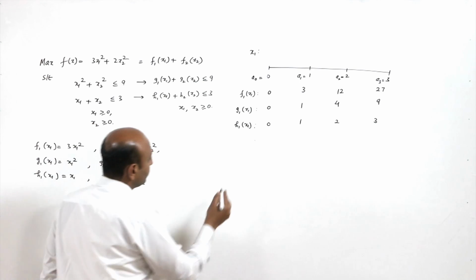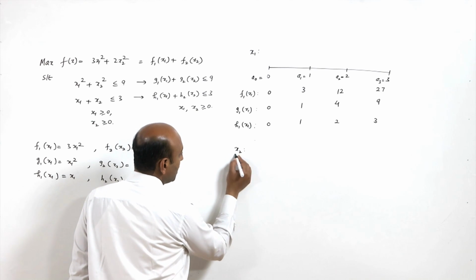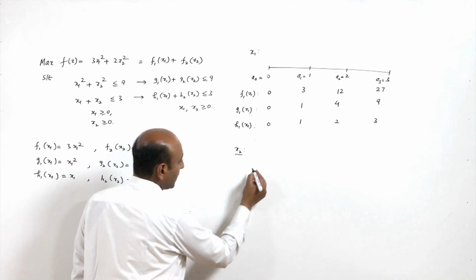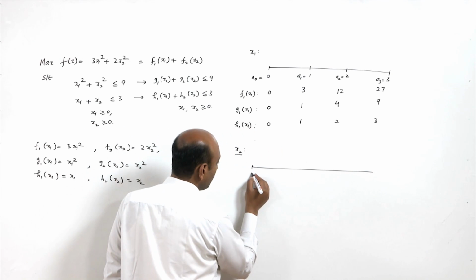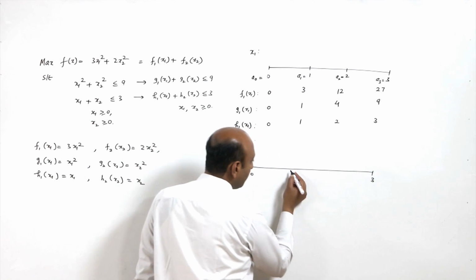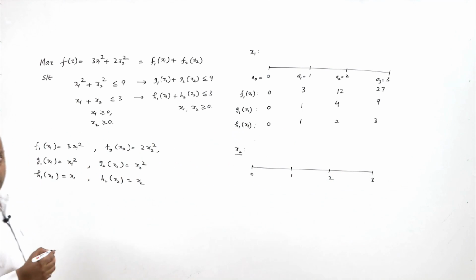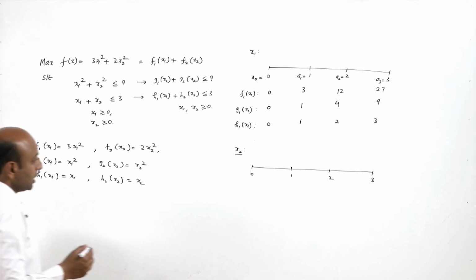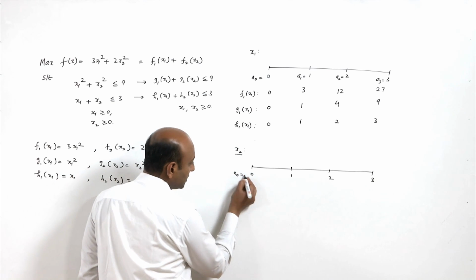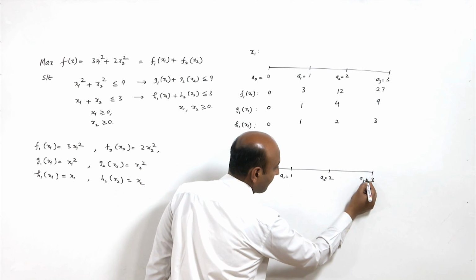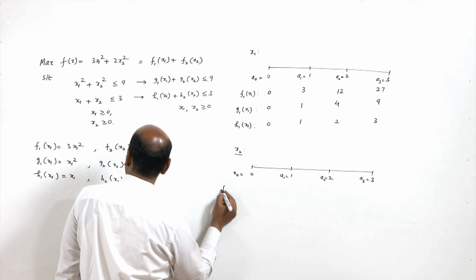Now for X2, the bound of X1 and X2 both are same as we have already seen. So again we will divide this in between 0 and 3. We can mark grid points as 0, 1, 2, 3. This is only for convenience. Now again this is A naught. Suppose it is A1, it is A2, and it is A3. Now it is F2 X2.